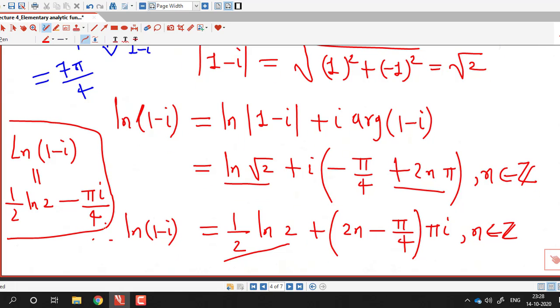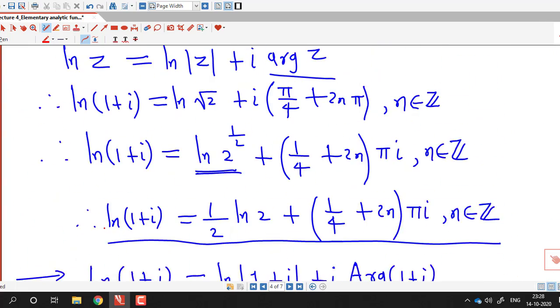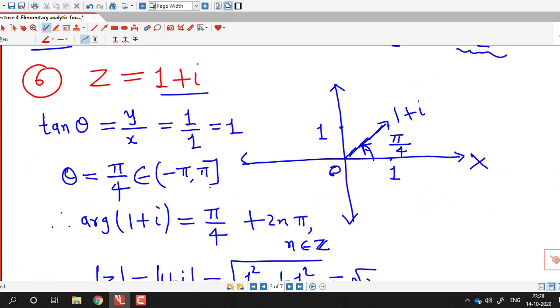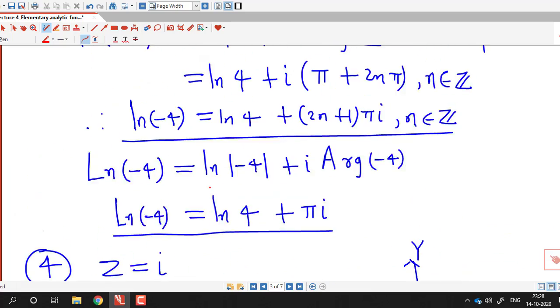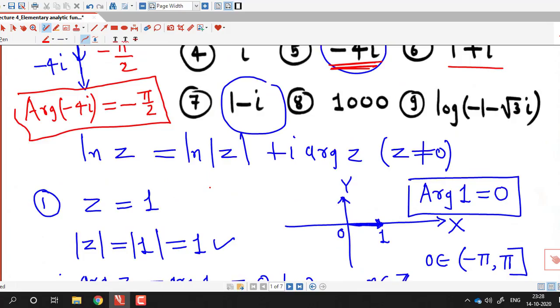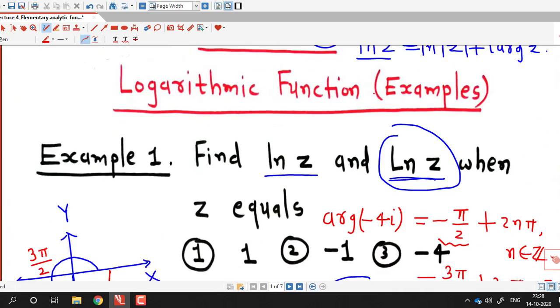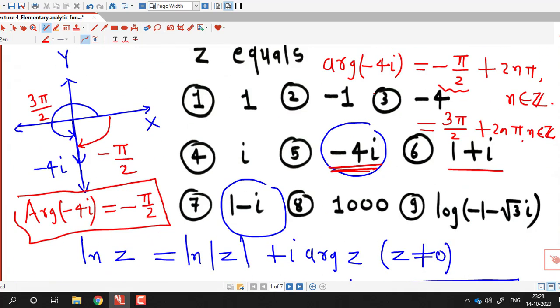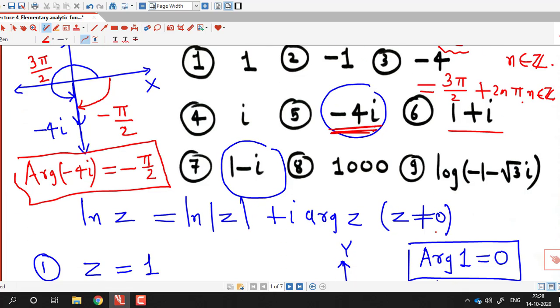So in this way we can decide the general logarithm as well as the principal logarithm of any complex number. We just have to remember the definition of the logarithm of a complex number, which is ln z equal to ln mod z plus I into argument of z. So I am not doing these two problems. You can similarly find out their logarithms using the method which I just discussed.